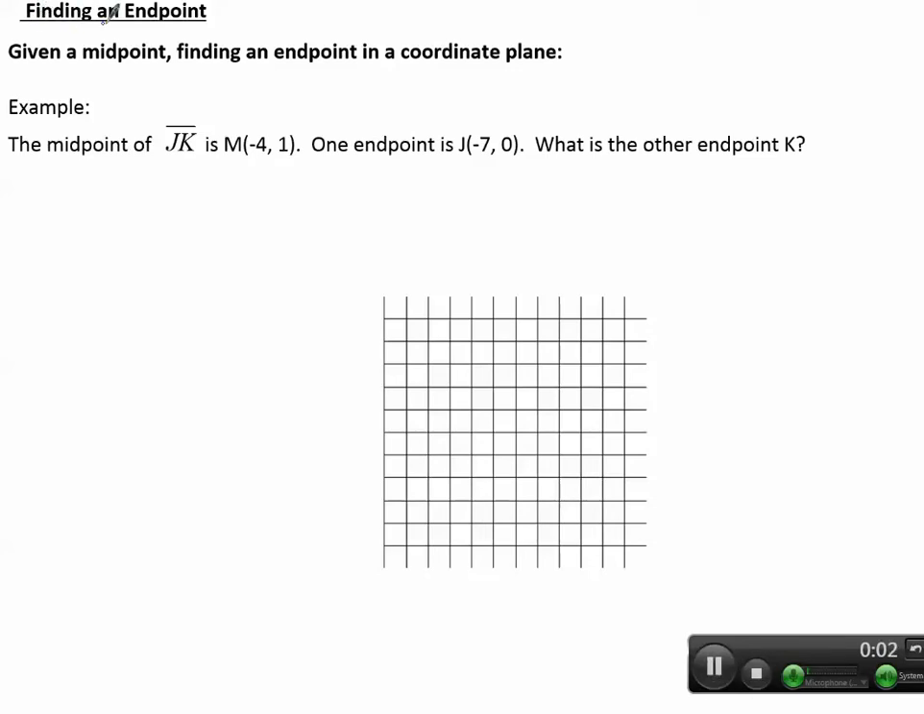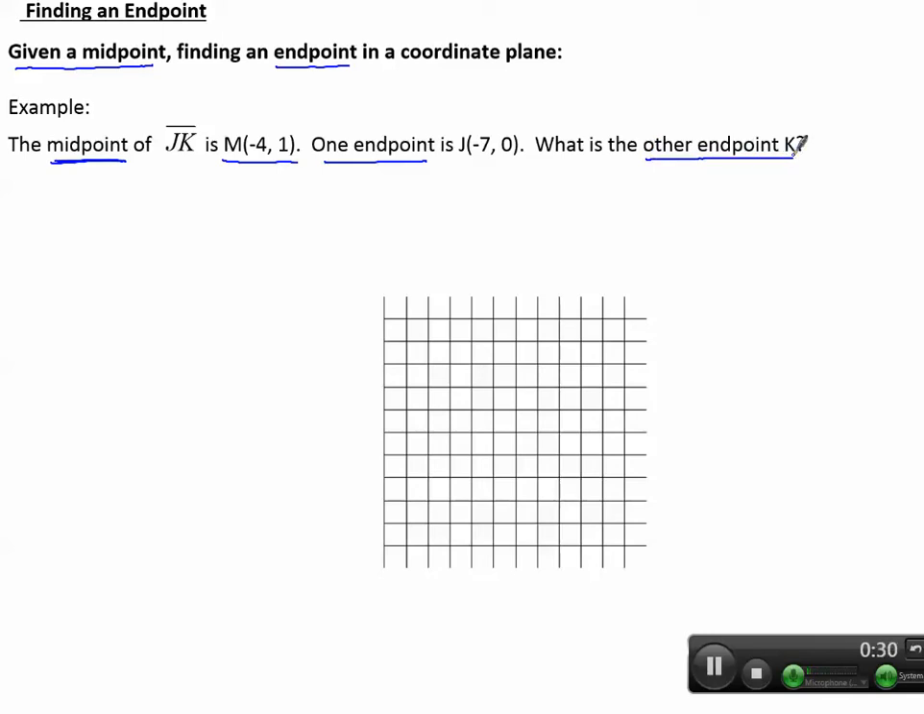Now let's talk about finding an endpoint. Given a midpoint, finding an endpoint in a coordinate plane. For example, the midpoint of segment JK is the point M, -4, 1. One endpoint is the point J, -7, 0. What is the other endpoint, K?